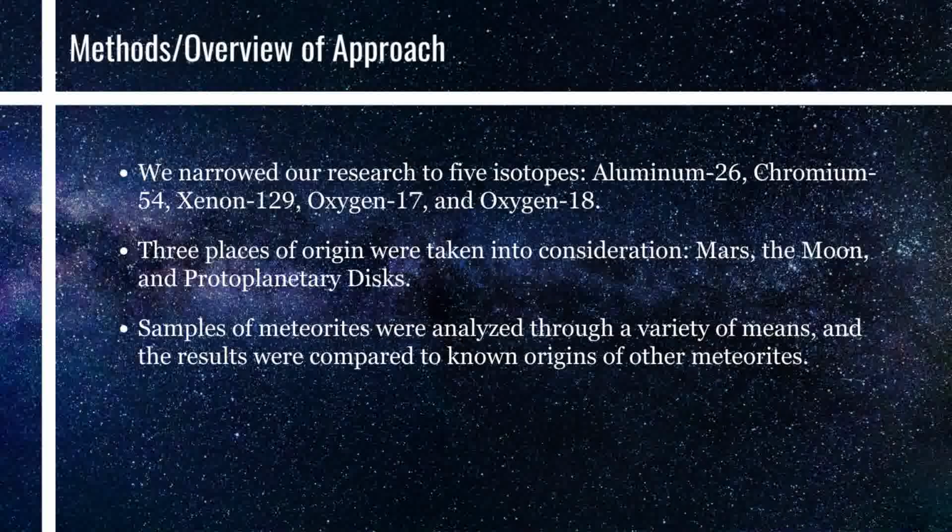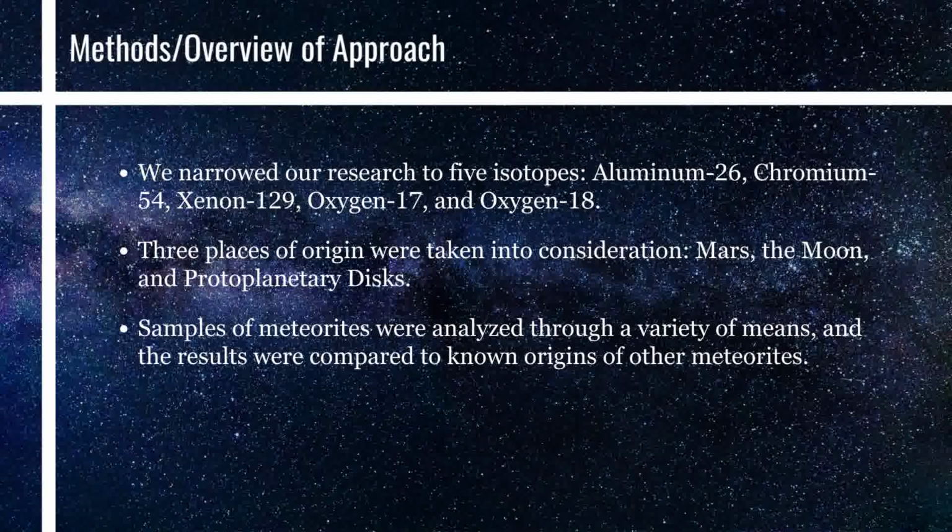Due to the wide range of our topic, we decided to focus on a select few isotopes and places of origin. We started by determining the places of origin that a majority of meteorites originated from: Mars, the Moon, and the protoplanetary disk. Then we determined isotopes that helped differentiate meteorites from those three places. These isotopes were aluminum-26, chromium-54, xenon-129, oxygen-17, and oxygen-18.